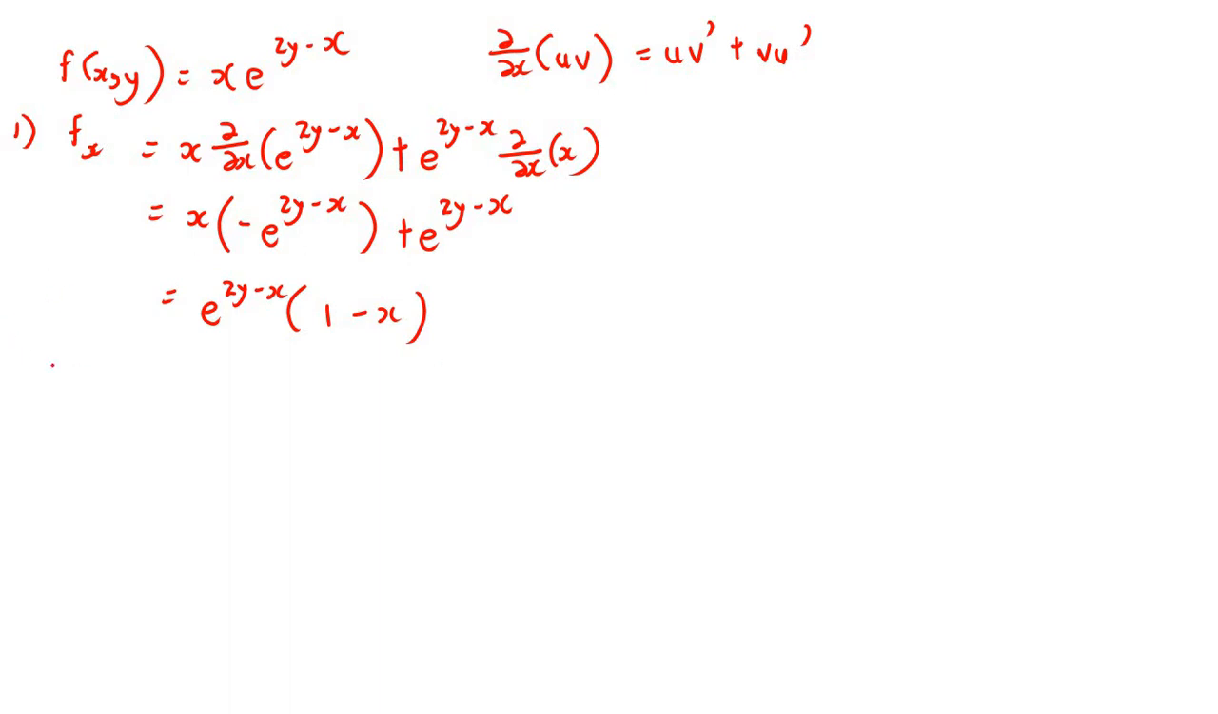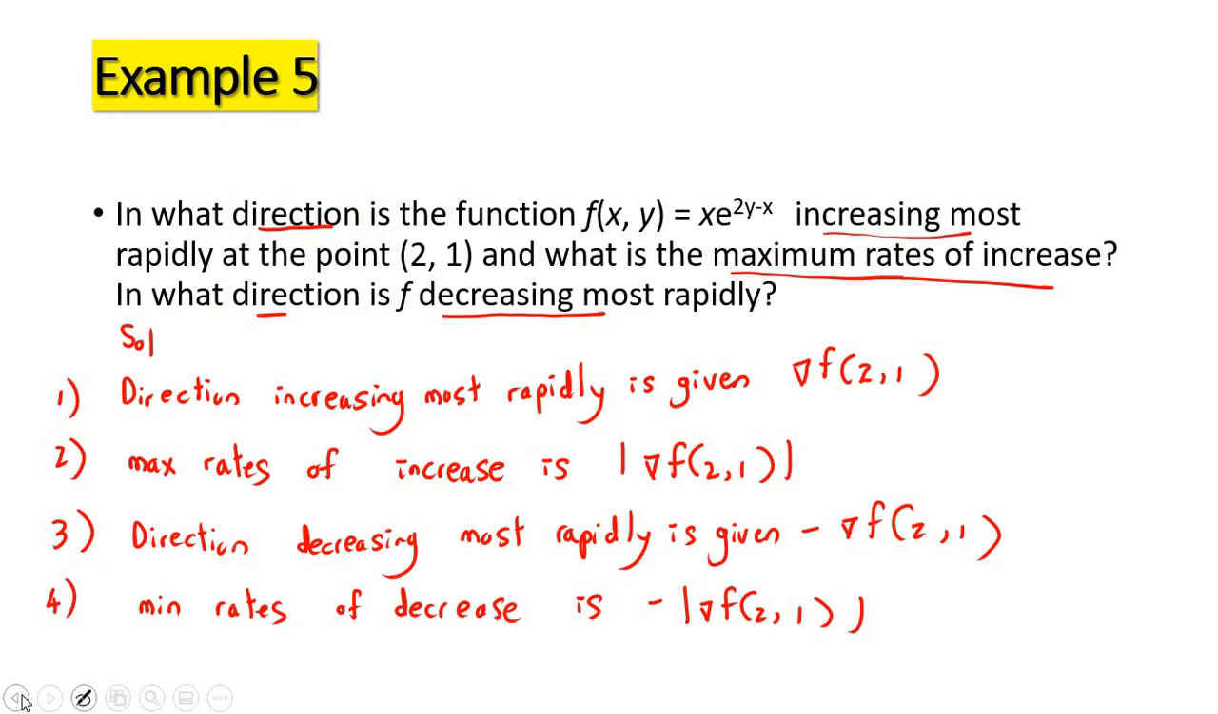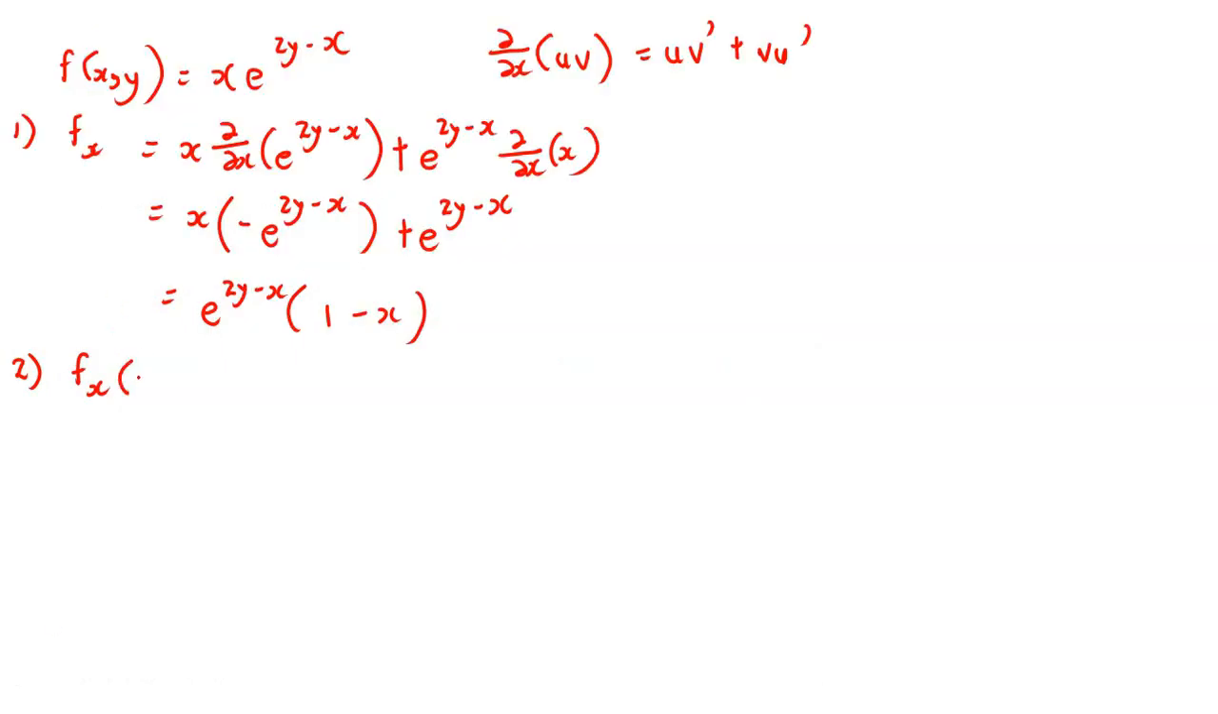Then we evaluate fx at the point (2, 1). So y is 1, x is 2. We get e^(2 − 2) = e^0, which is 1. So 1 minus 2 is negative 1. So the answer is negative 1.